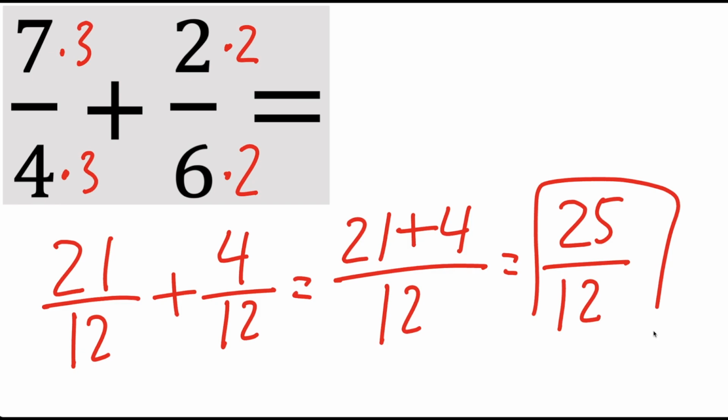And this right here is our final answer. And that's all we need to do for adding two fractions with unlike denominators.